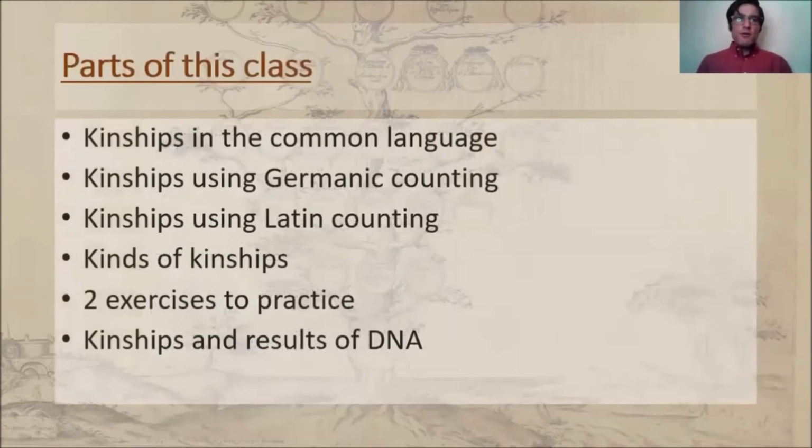So the parts of this class. We are going to see what common language is for explaining relationships, Germanic counting and Latin counting, and both counting systems for family degrees are the ones related to this canonical language we are going to consider.